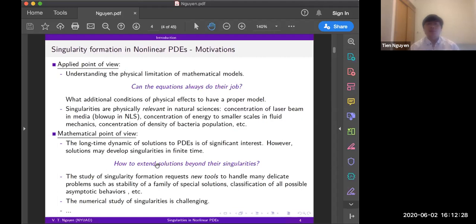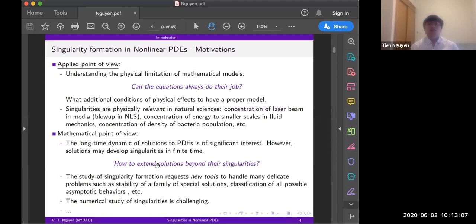And from the mathematical point of view, when we work on the analysis of PDEs, one of the significant questions is the long-time dynamics of solutions. However, we know in many cases the solution may develop a singularity in finite time. And the question is, how can we extend the solution beyond that singularity? So this brings us to the question of understanding precisely the singularity dynamics of the solution before we attempt to extend a solution beyond the singularity.